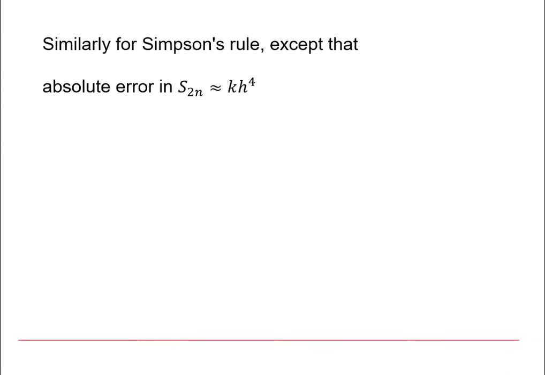Now we've seen that Simpson's rule gives us much quicker convergence than for either the midpoint or the trapezium rules, and it can be shown that in this case the absolute error is approximately proportional to h to the 4. So that makes Simpson's rule a fourth order method.